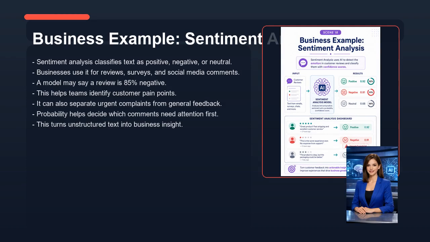Now let's look at a business example, sentiment analysis. Sentiment analysis classifies text as positive, negative, or neutral. Businesses use it for reviews, surveys, and social media comments. A model may say a review is 85% negative. This helps teams identify customer pain points. It can also separate urgent complaints from general feedback. Probability helps decide which comments need attention first. This turns unstructured text into business insight.